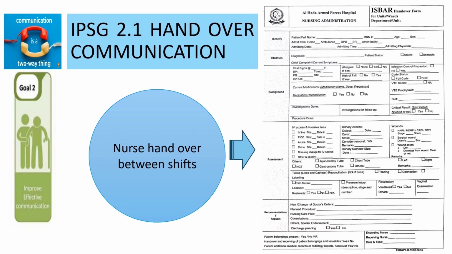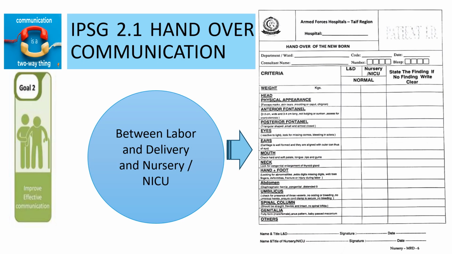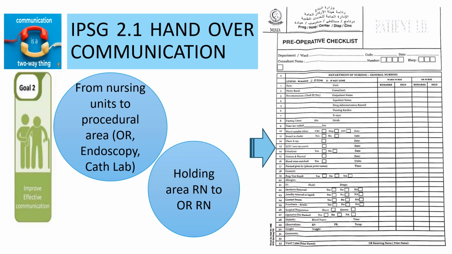Nurse handover between shifts, nurses need the ISBAR form for units and wards. Between labor and delivery and nursery and NICU, need to use the handover of the newborn. From nursing units to procedural areas, OR, endoscopy, cath lab, from the holding area nurse to the operating room nurse, need to use the pre-operative checklist.